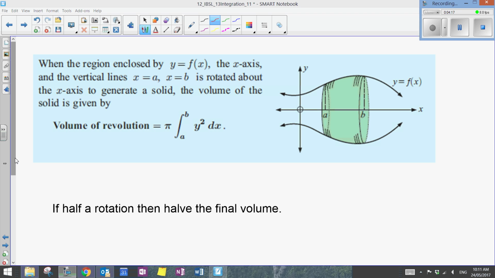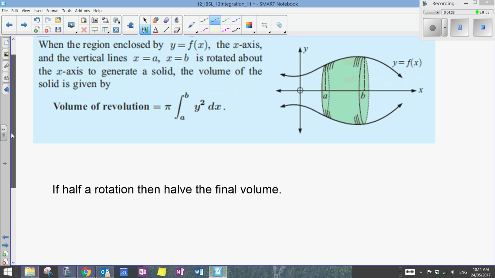So think about different ways that these questions can be asked. If you only want half of a volume or half a rotation, then you could do half a volume. A quarter, a third, they all work the same way.